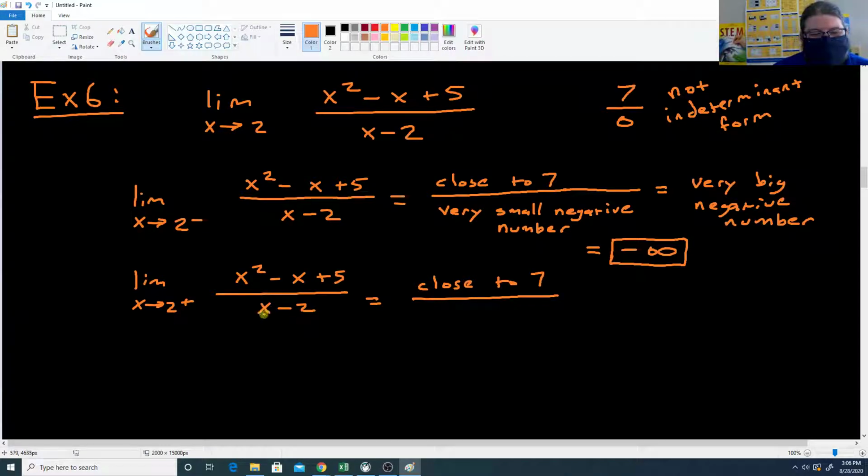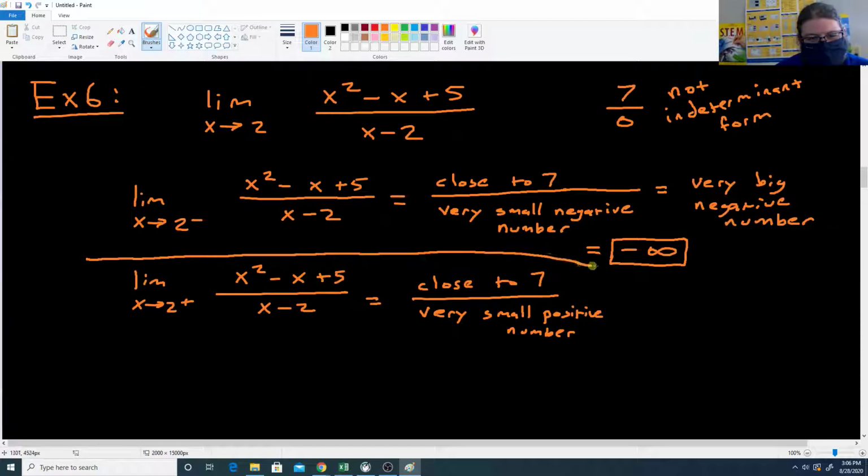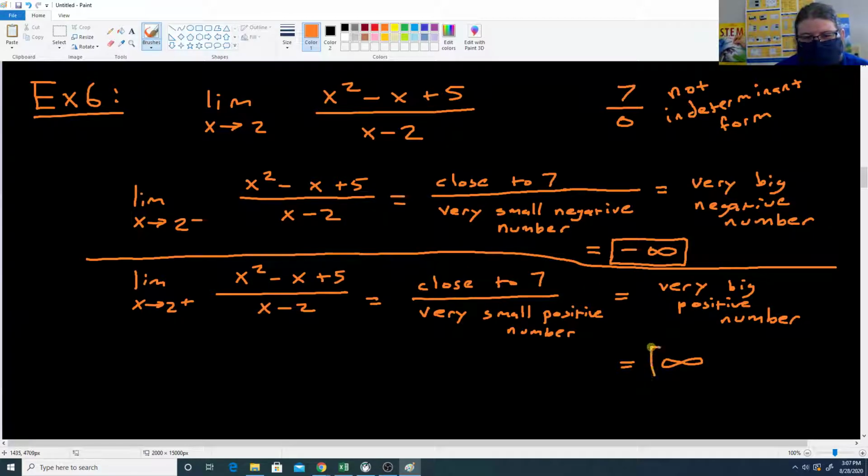So 2.0001 minus 2 will just leave us with the 0.0001 part. So that's very small, and this time it's positive. So this will be a very small positive number. Let me draw a line to keep stuff straight of who's with what part. When you divide by a very small positive number, that turns into a very big positive number. So as we approach from the right, we are approaching positive infinity.